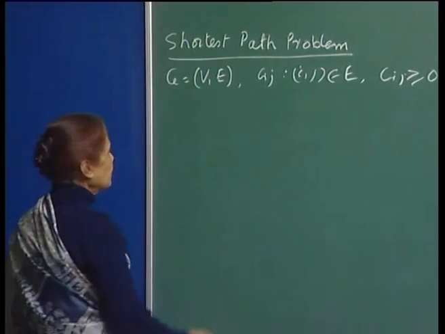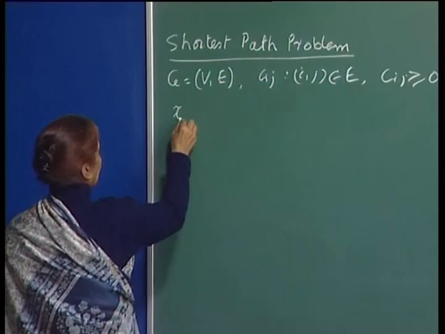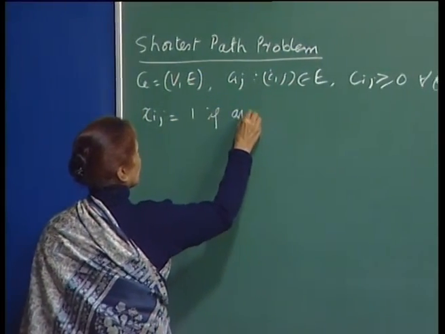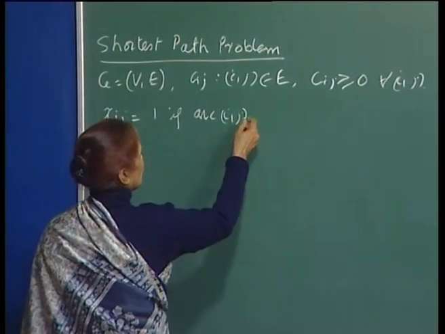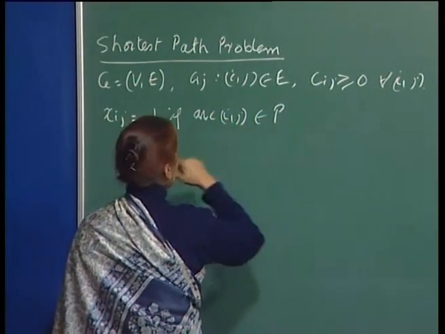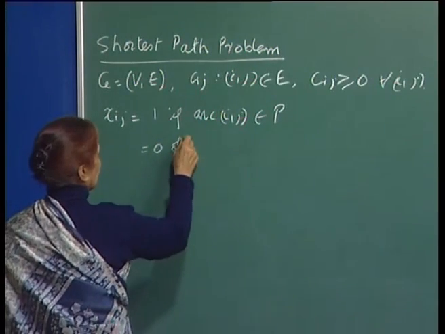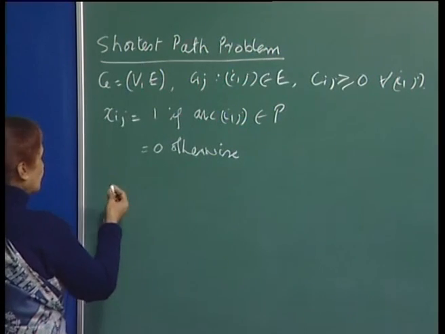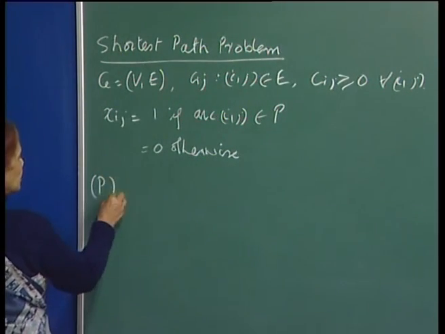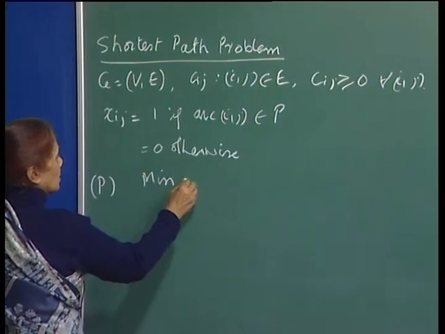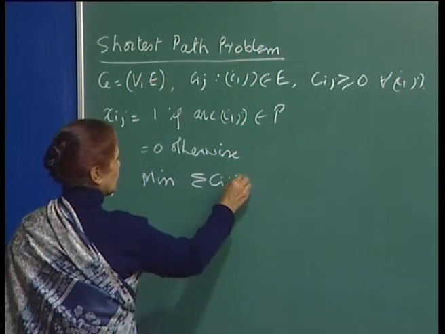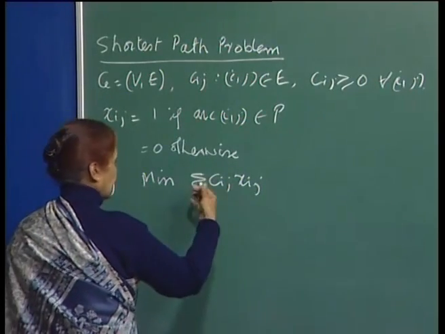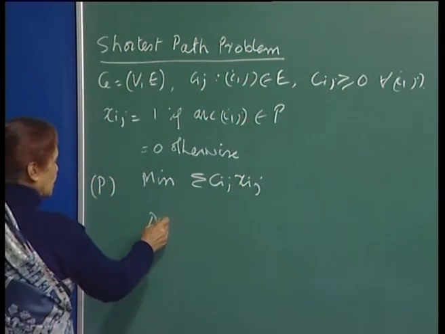Then we formulated the problem, and I said that Xij will be 1 if arc ij belongs to the path P and 0 otherwise. Then we said that the primal problem would be minimize summation Cij Xij, subject to, remember.